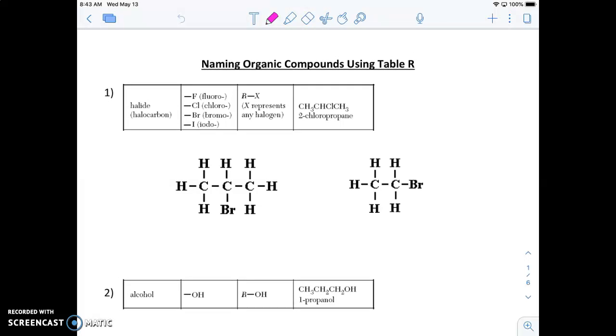First of all, the last column in table R gives you an example of how to name that type of compound. So if it's a halide, if it has a fluorine, a chlorine, a bromine, or an iodine attached to it, you're going to look on table R and use the same ending that they give you there. If I look at this compound here, I see that there is a bromine attached to it. So I literally am going to take the beginning of the name from whatever element it is. So bromine, I'm going to call this bromo.